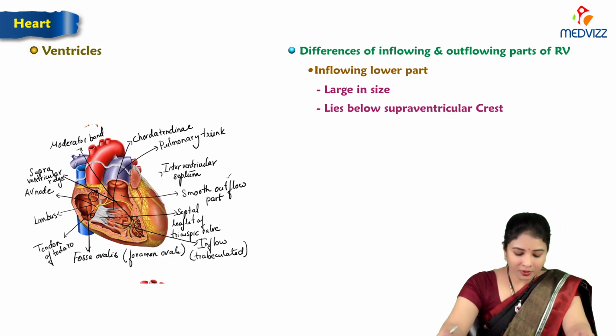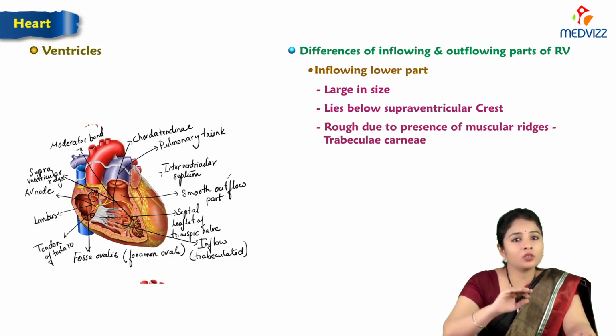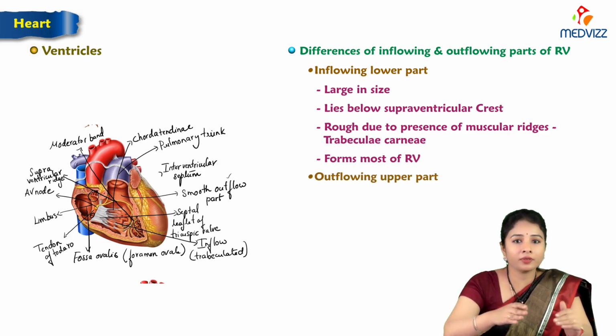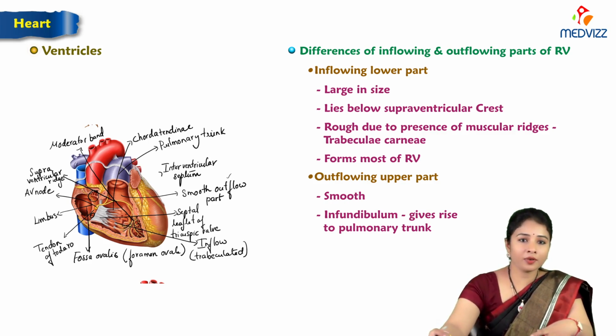The other difference between the inflow and outflow part is that the inflow part is quite rough because of muscular ridges which are due to trabeculae carneae. It forms most of the right ventricular chamber, whereas the outflow part of the right ventricle, that is the infundibulum, is the smoother part, and it gives rise to the pulmonary trunk. So that is about the right ventricle.